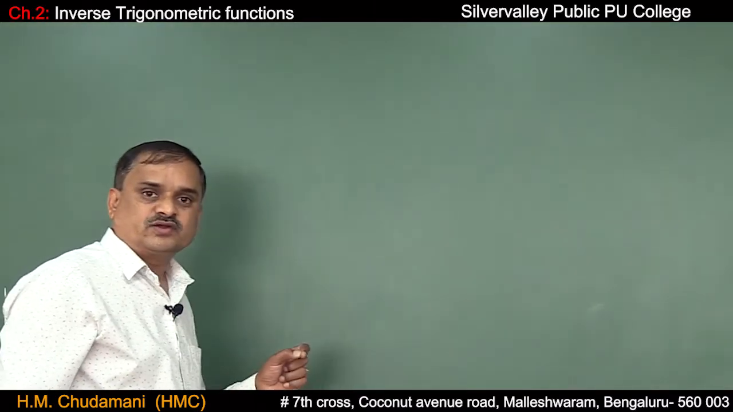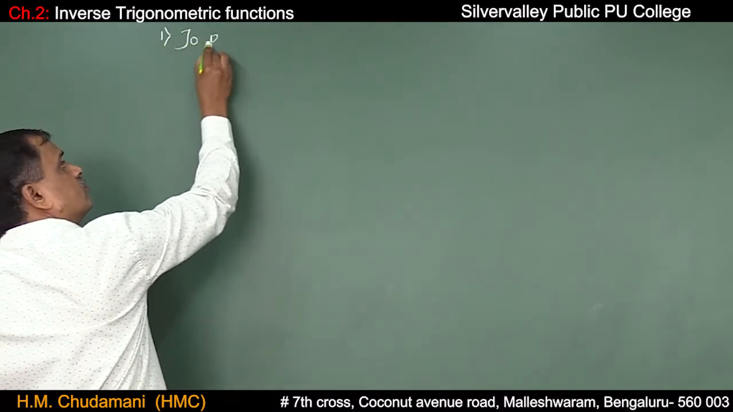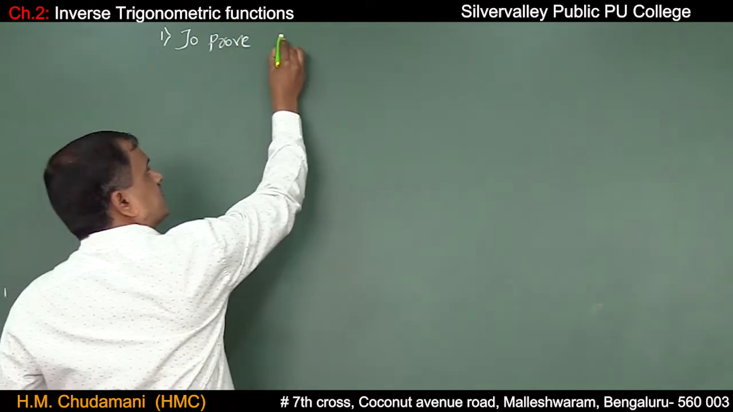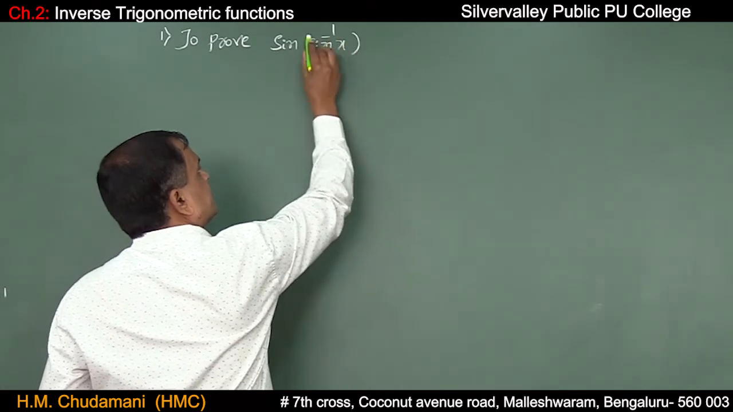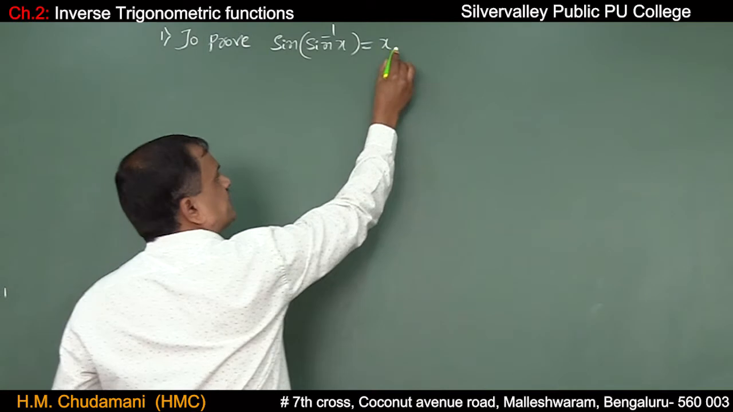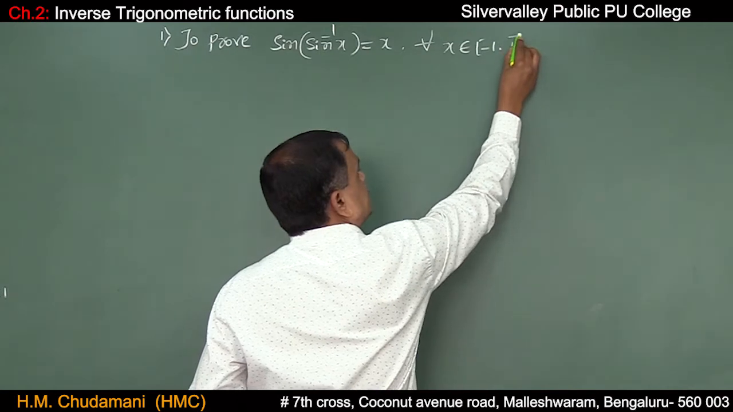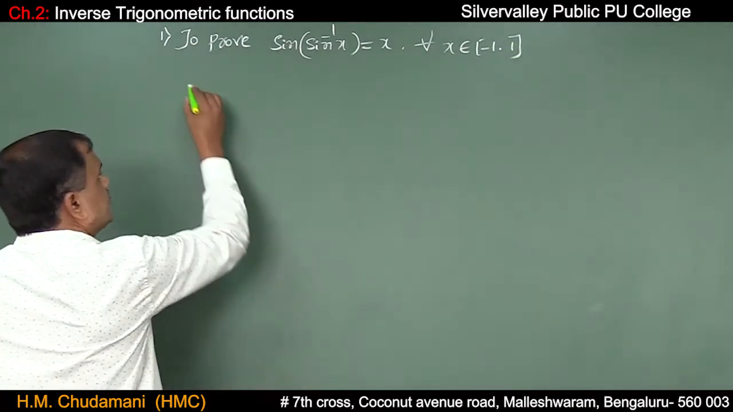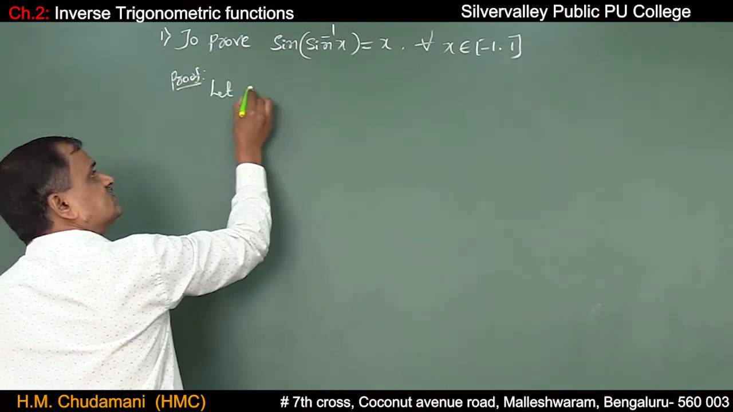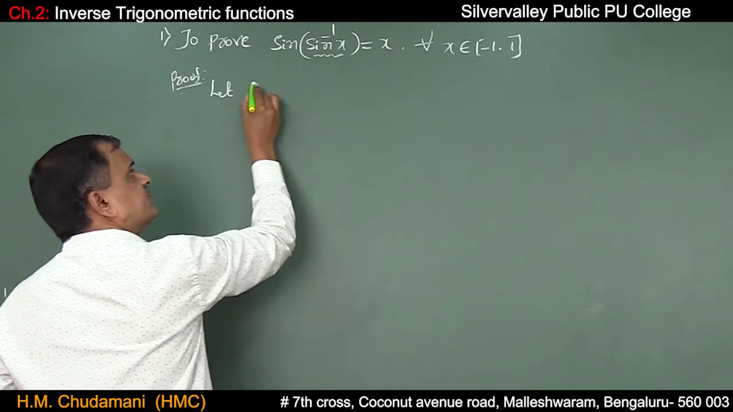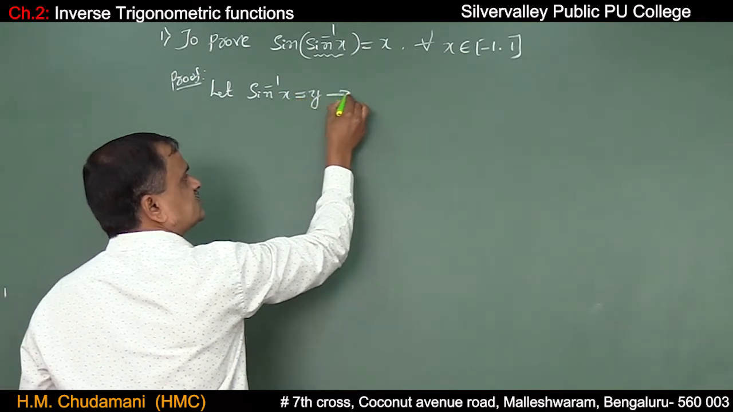Let us prove the property 2 one by one. And that first one, to prove sine of sine inverse x is equal to x for all x belongs to the closed interval minus 1 comma 1. Proof. Let us take this as some y. Sine inverse of x is equal to y.